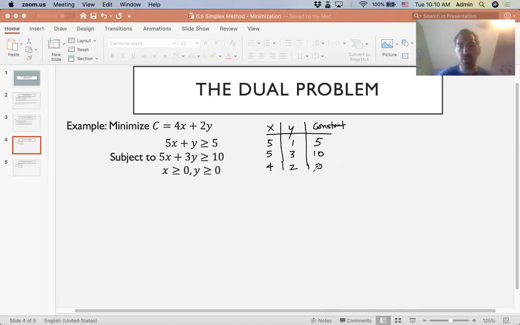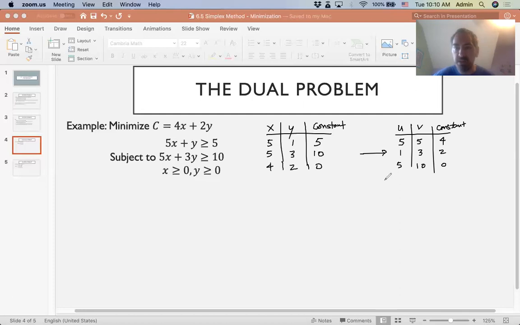Now we're going to interchange the rows and the columns, and we're going to call our variables u and v instead of x and y. So we're going to write 5, 5, 4 as our first row. 1, 3, 2 becomes our second row. And 5, 10, 0 becomes our third row. So this is now our dual problem.